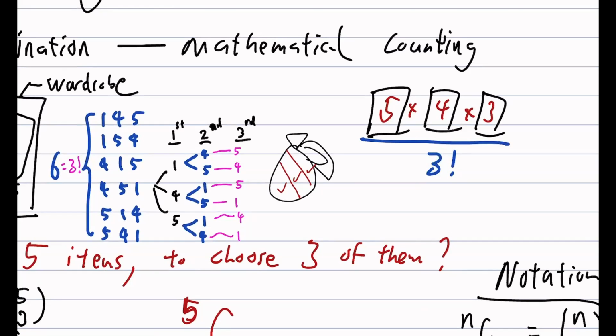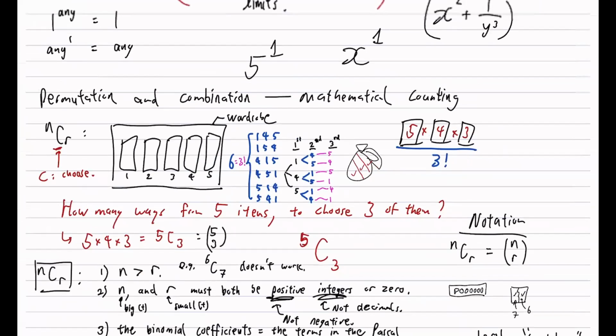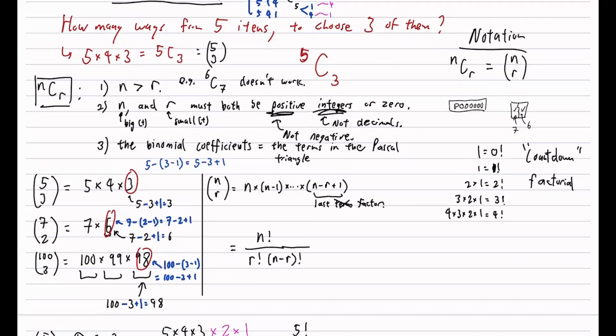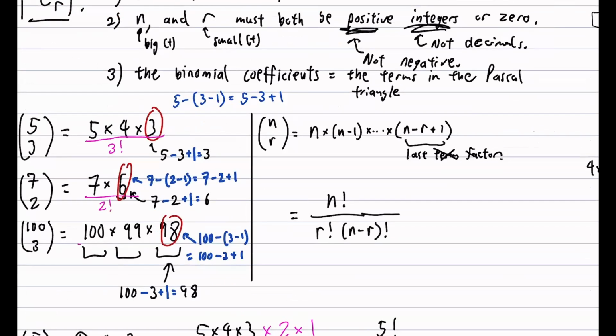I divide to only consider the unique combinations. This answer is 10, which happens to be 5 choose 3. You need to divide by 3 factorial. In general, let me just go back to my formula. Sorry, I didn't mention this. I need to divide by 3 factorial. This one is divided by 2 factorial. This guy is divided by 3 factorial. Where the 3 here, 2 here, 3 here is referring to the bottom number, the r.